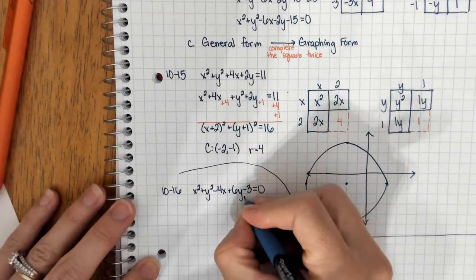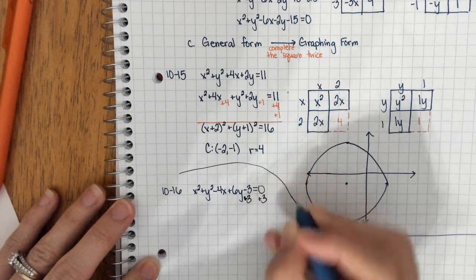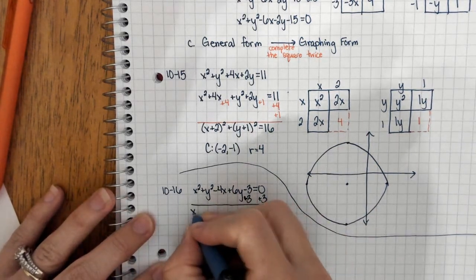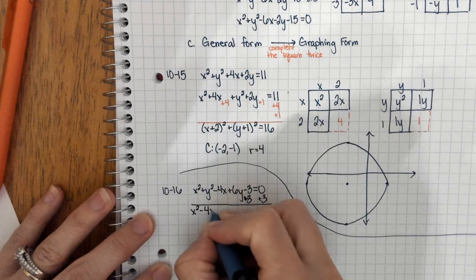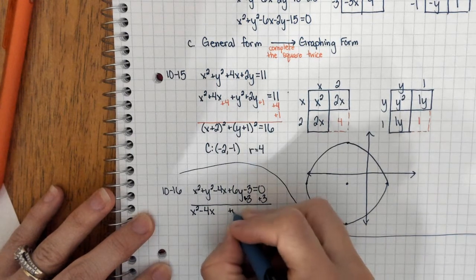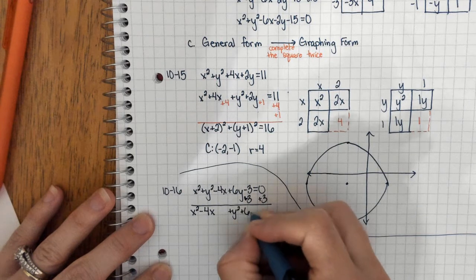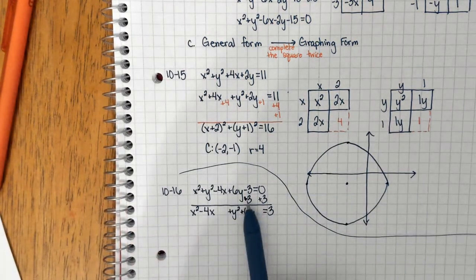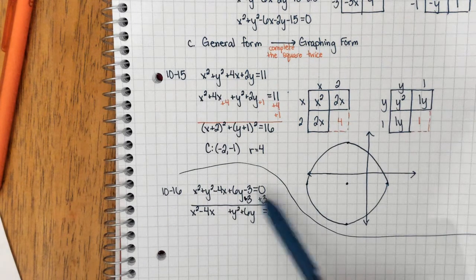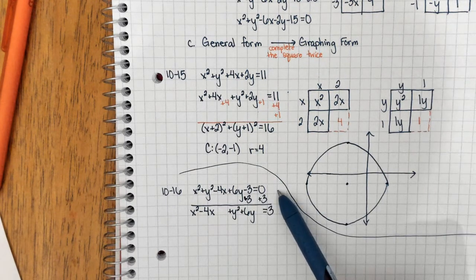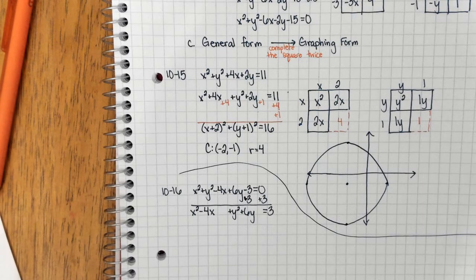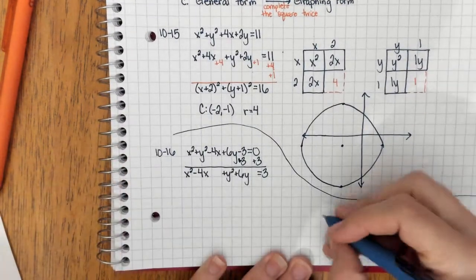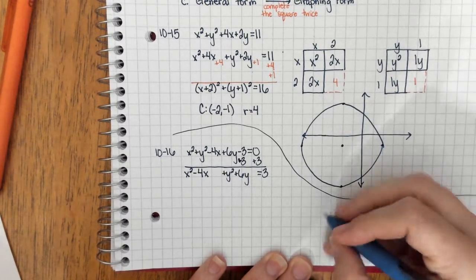So I'm going to add 3 to both sides, and I'm going to rearrange my terms on the left side at the same time. So x squared minus 4x plus y squared plus 6y is equal to 3. So you want to get whatever constant or number you have over to the right side, and then you want your x's together and your y's together. So I'm just going to do it kind of down here.